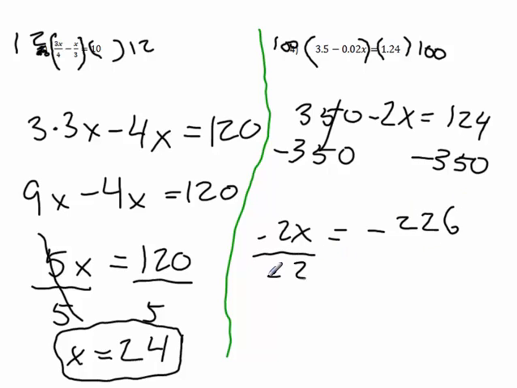I would divide both sides by negative 2. Divide both sides by negative 2. And we cancel that out there, so I'm left with x equals, and a negative divided by a negative is a positive, and 226 divided by 2, well, 2 divided by 2 is 1, 1, and 3, so it's going to be 113.